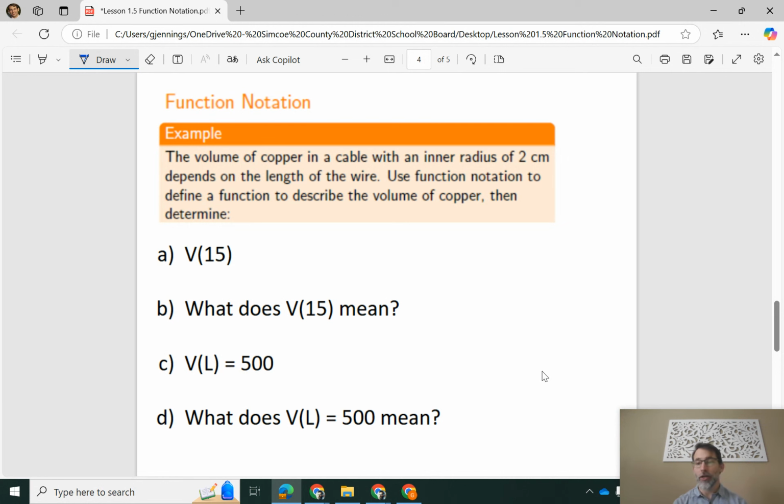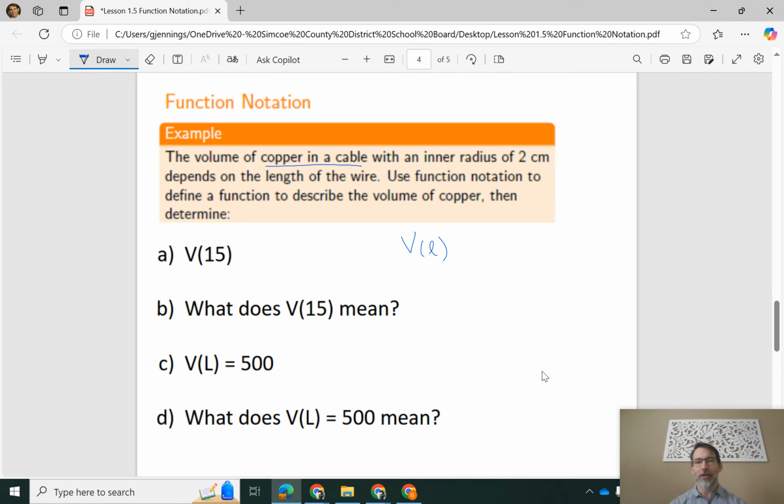Okay, so here we go. We are now going to create our own function. This is another thing that you can do. So I want a function for the volume of this copper wire, the copper in a cable. It's going to be a function of length, because as it gets longer, its volume increases linearly.